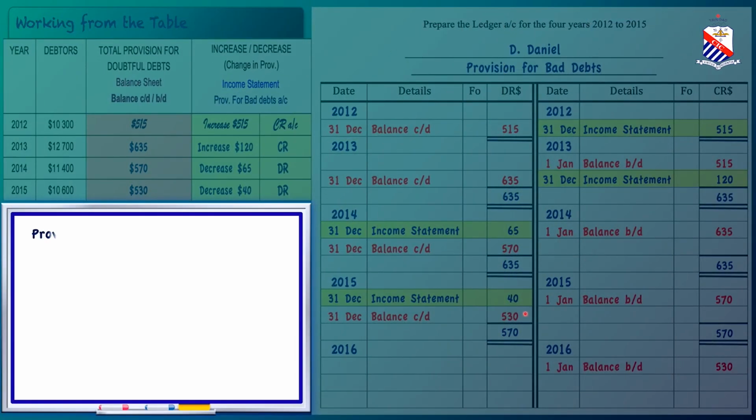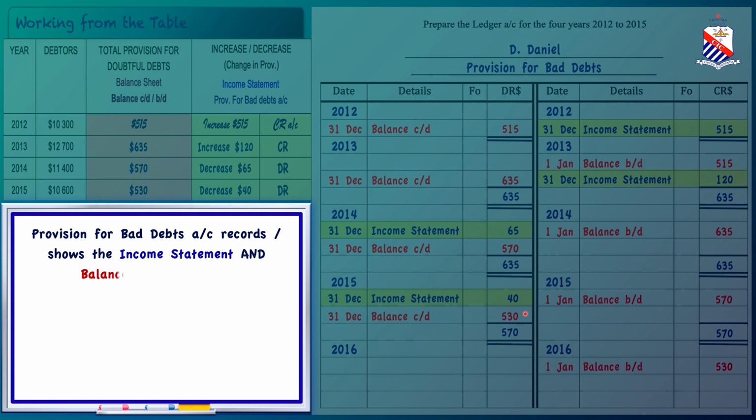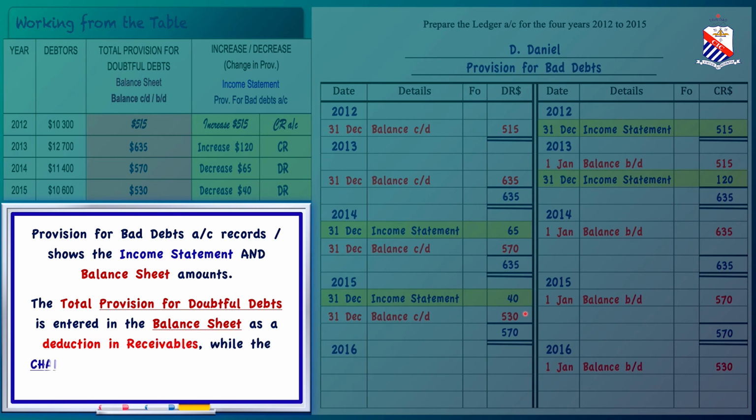So what I would like you guys to do is to just take this brief note just to emphasize. So after you can, in your notebooks, or you can just put a reference, put the correct answer and put a reference, the page, and you can write this note underneath it. Provision for bad debts account records or shows the income statement and balance sheet amounts. The total provision for doubtful debts is entered in the balance sheet as a deduction in receivables, while the changes in the provision is entered in the income statement.